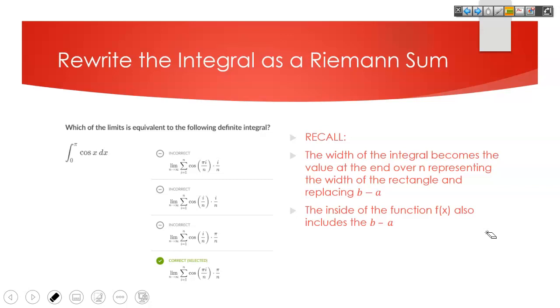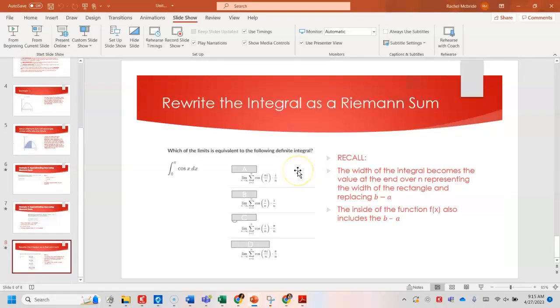I was the only one that had the pi inside. Like I said, easy Unit 6 review.